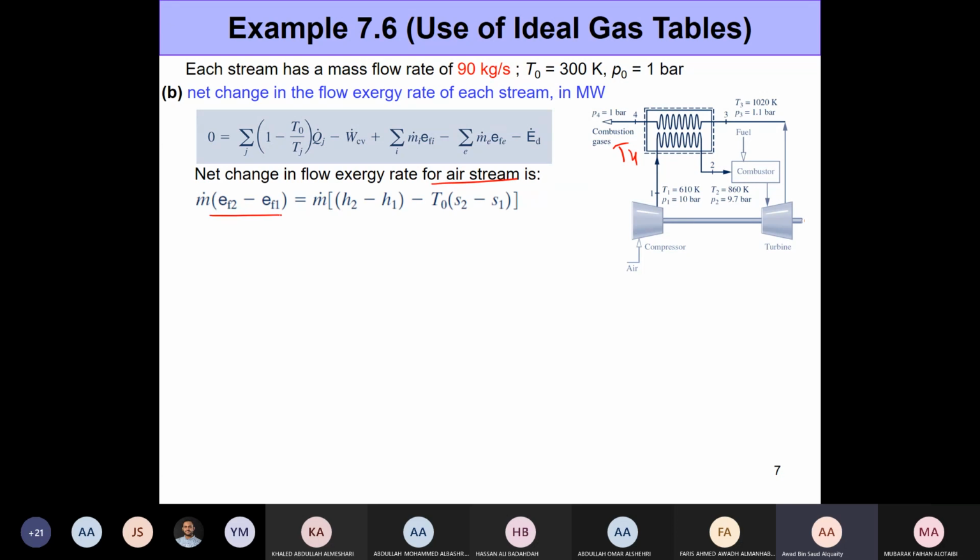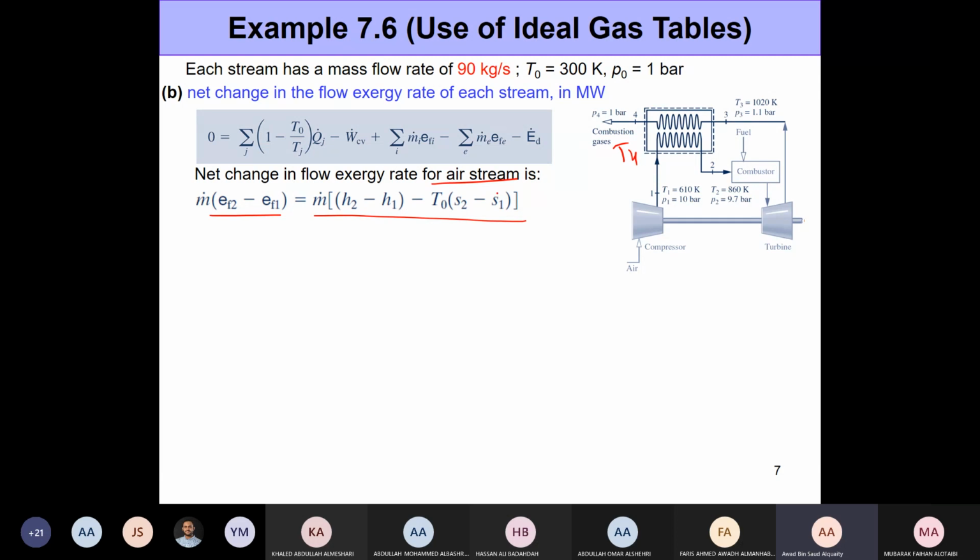So net change in specific flow exergy for the air stream would simply be equal to this term right here, because we don't have any appreciable changes in kinetic and potential energy, right? We said those are considered negligible. So all that we need here is enthalpies, okay? Enthalpies and entropy differences. Enthalpy is very straightforward. We already have the enthalpies. We can plug them in.